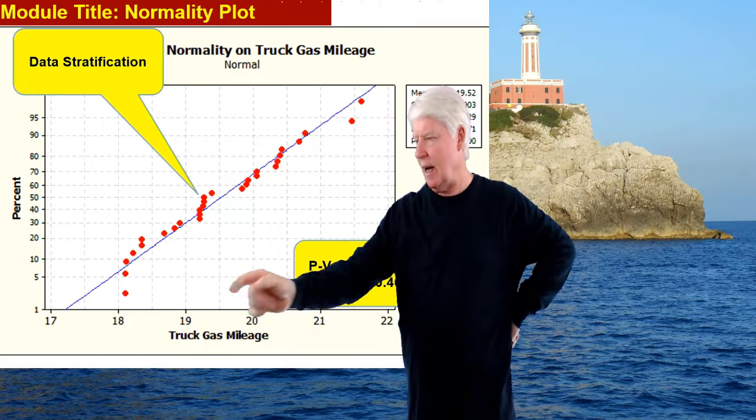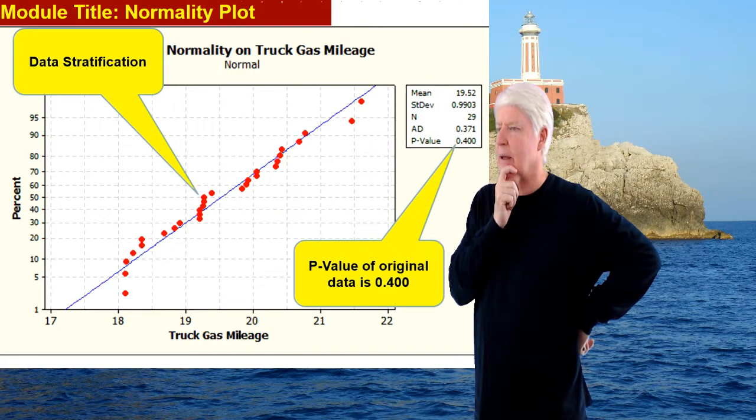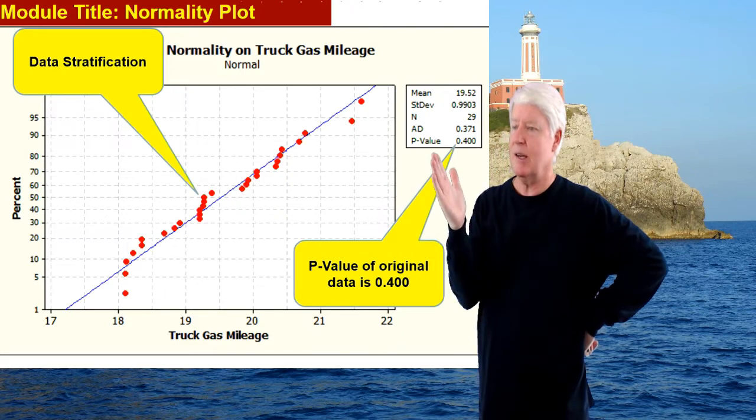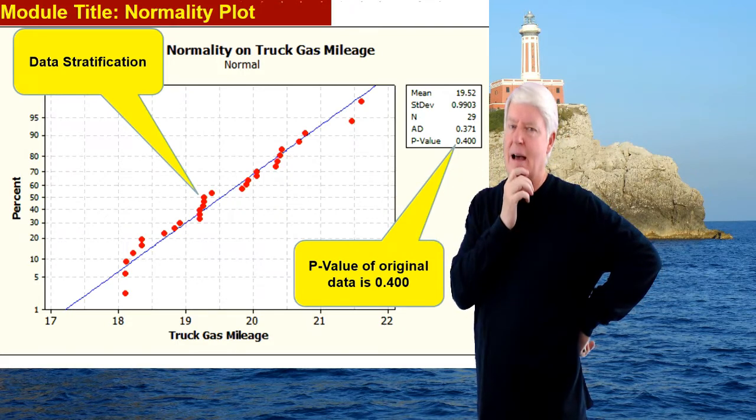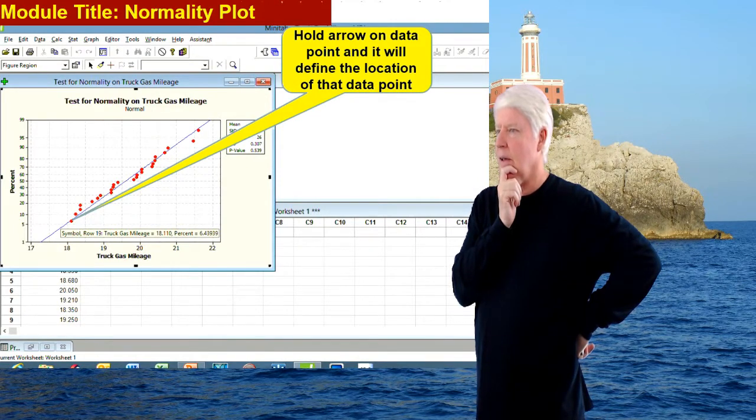Again, that's an outlier, that 18 point something there. But the rest of that looks real good. Am I going to change this data at all? No, not with a p-value of 40%. That's very good. All right.